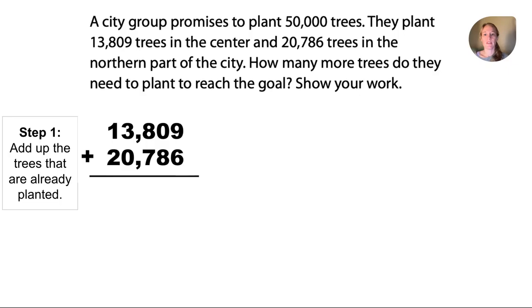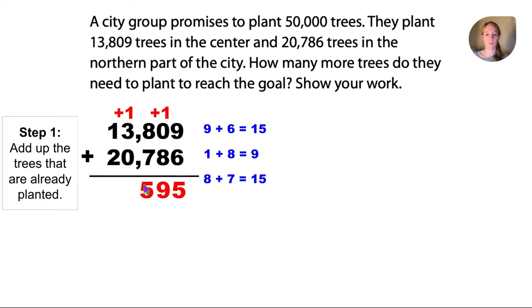So you would add the 13,809 and the 20,786. So 9 plus 6, 15. You can't put a 15 in the ones place, so you carry the 1, which is 10 ones, to the tens place. And then 1 plus 8 plus 0 is 9. 8 plus 7 is 15. So again, you're going to have to put the 5 here and carry the 1, because you can't put 2 digits under the hundreds place. And then 1 plus 3 plus 0 is 4. And then 1 plus 2 is 3. So that's how many trees have already been planted.